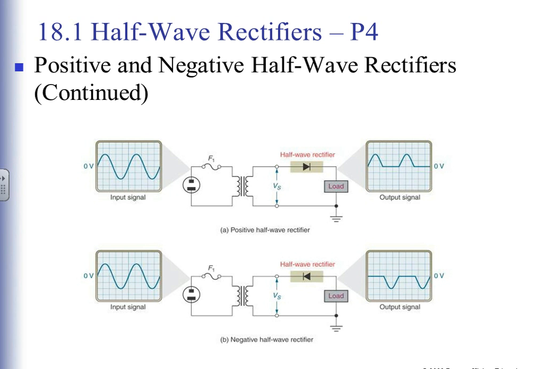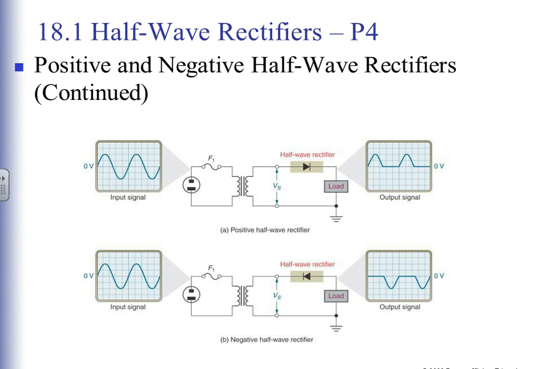I can put the diode in the other way. Now, when I'm on the positive half cycle, the diode is negatively biased. I don't see it anymore. When I'm on the negative half cycle, it's forward biased, and I do see it. So I could go either way. I could rectify it one way, or I could rectify it the other way.